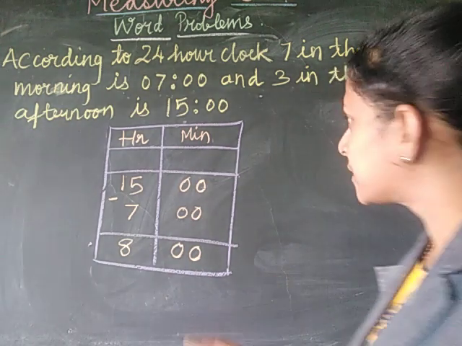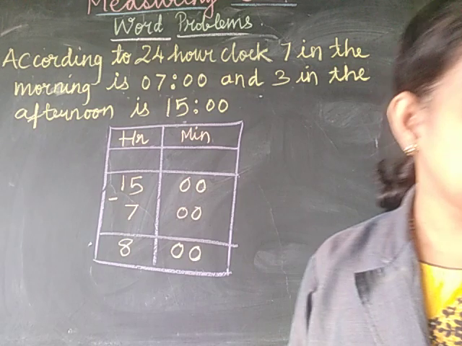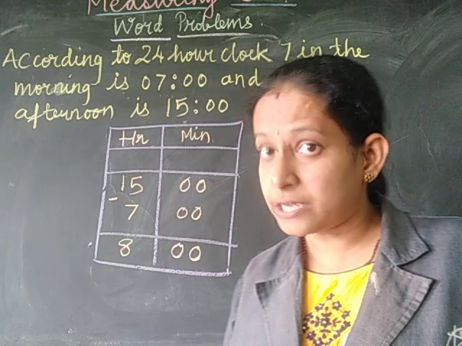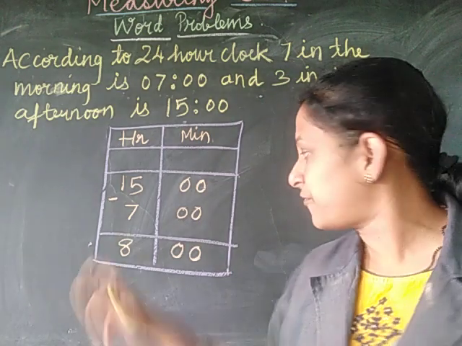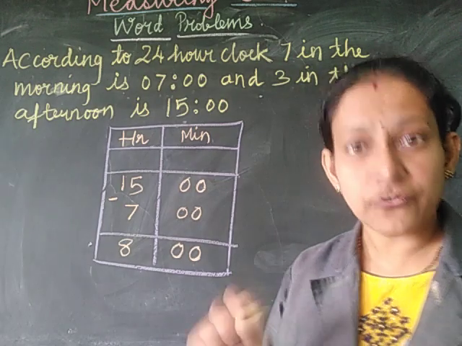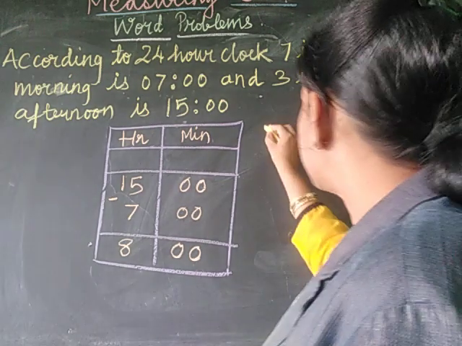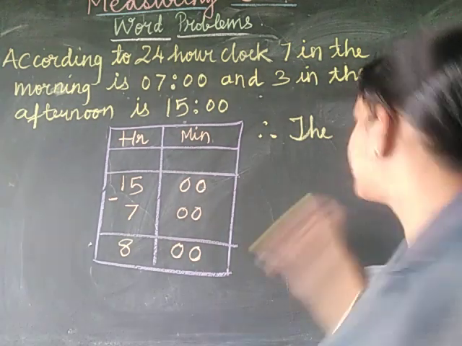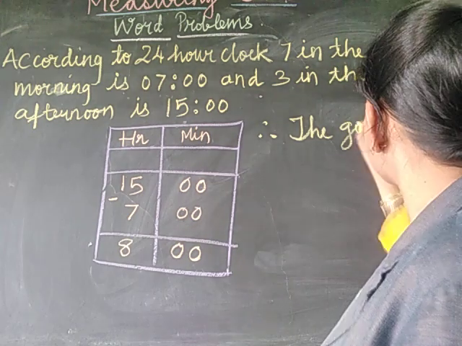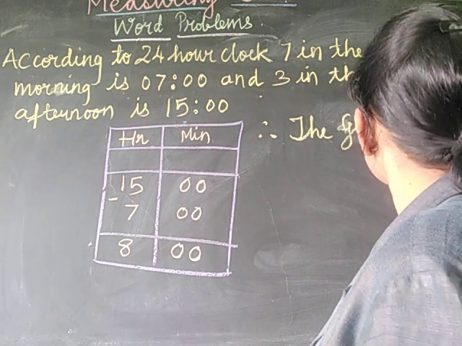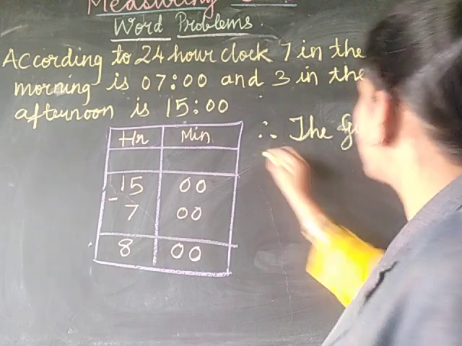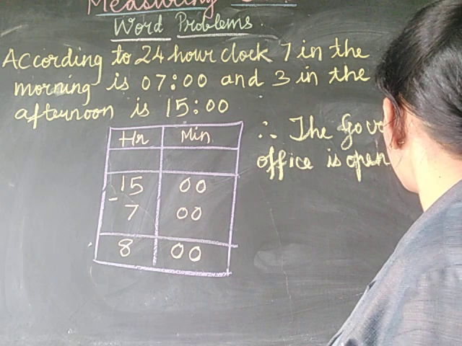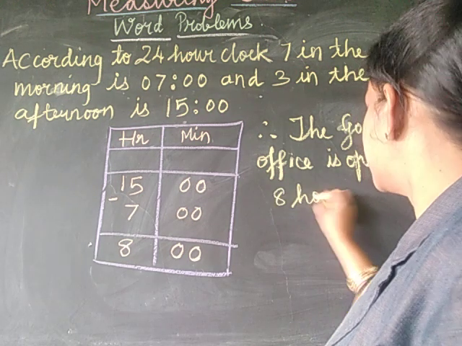Fine, students? So the concluding statement will be, government office. What is the question? How long is the office open? Accordingly, you have to write the answer. So the office is open for 8 hours. Since it's a government office, we're going to write, therefore, the government office, G capital, government office is open for 8 hours.